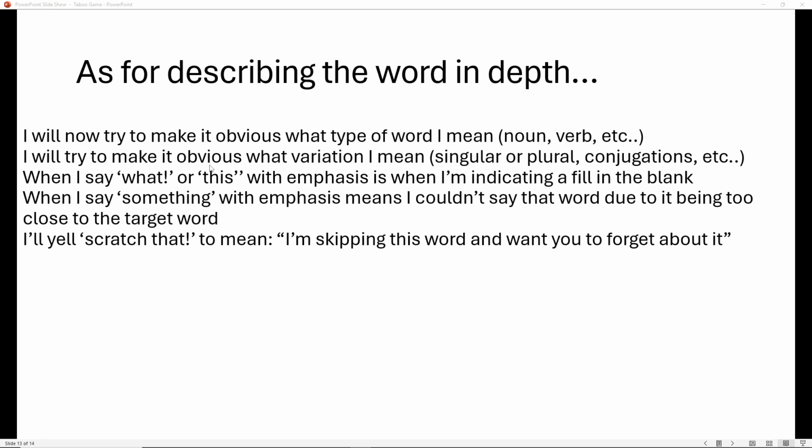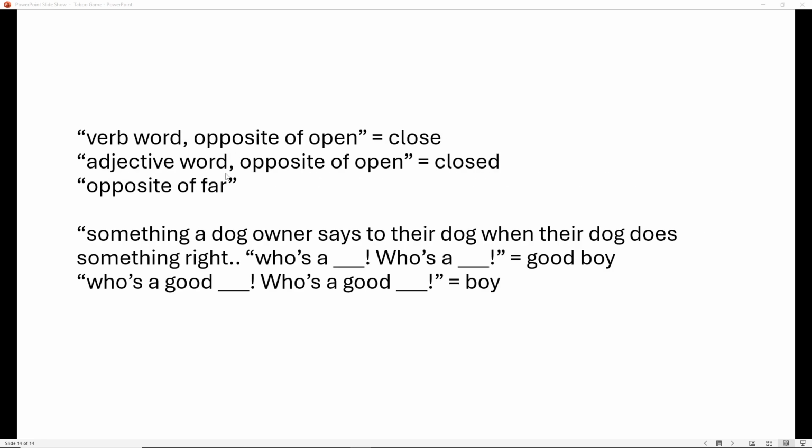I'll also want you to pay attention to what I mean when I say a "what". So for example, if I say something a dog owner says to their dog when their dog does something right, like, who's a good boy? Who's a good boy? So if I say, who's a what? Right? The blank can mean "good boy", as in the word was the two words "good boy". But if I said, like, who's a good what? That can mean just "boy", right? If you notice where I'm putting these blanks. Because I saw a game where someone screwed this up.